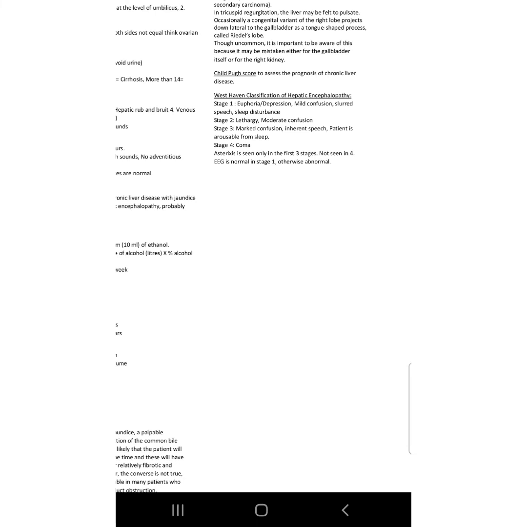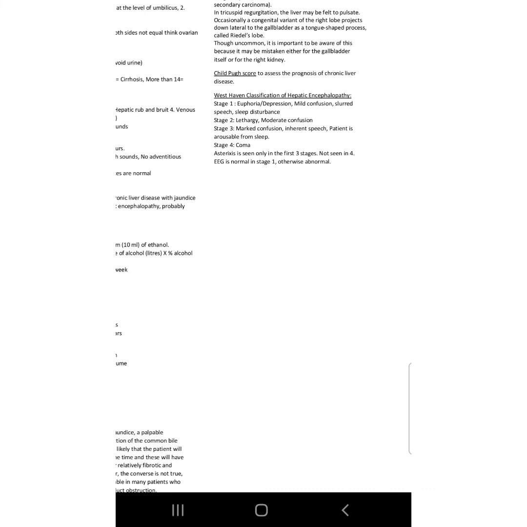And you need to know about the Child-Pugh score to assess the prognosis of chronic liver disease. And then you need to know about the West Haven classification of hepatic encephalopathy. Stage 1 is euphoria or depression, mild confusion, slurred speech and sleep disturbance. Stage 2 is lethargy, moderate confusion. Stage 3 is marked confusion, incoherent speech; the patient is arousable from sleep. Stage 4 is coma. Asterixis is seen in the first 3 stages but not in stage 4. EEG is normal in the first stage but abnormal in stages 2, 3, and 4.